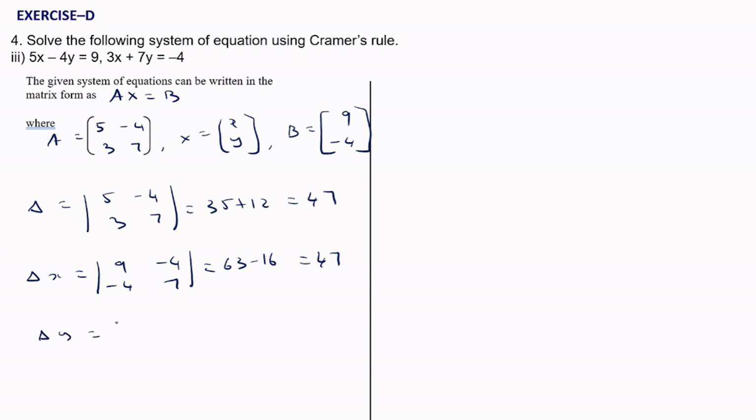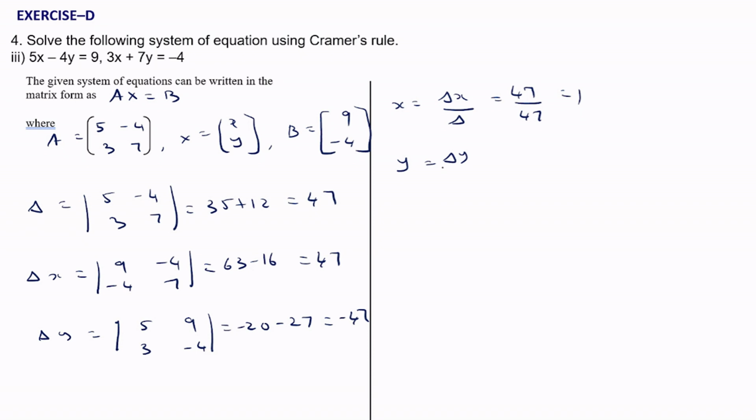Then delta y is the determinant of 5, 3, 9, minus 4. So this is minus 20 minus 27, which is minus 47. So x is delta x by delta, it is 47 by 47 equal to 1. Y is delta y by delta, it is 47 by minus 47 equal to minus 1. Therefore, x is 1 and y is minus 1.